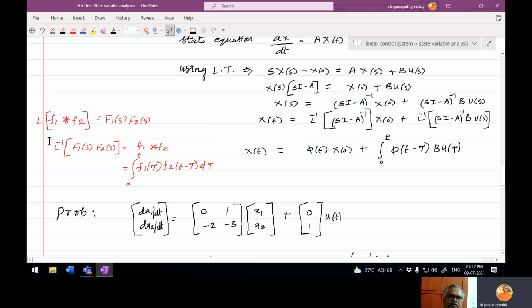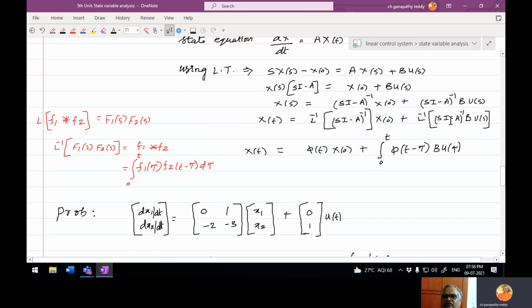You go through this. Laplace of f1 star f2 is what? F1(s) F2(s). The star indicates time domain convolution. Laplace of this is equal to, in the s domain, multiplying. Then L inverse of F1(s) F2(s) is equal to f1 star f2. But what is the expansion of this? Integral 0 to t, f1(tau) f2(t minus tau) d tau.